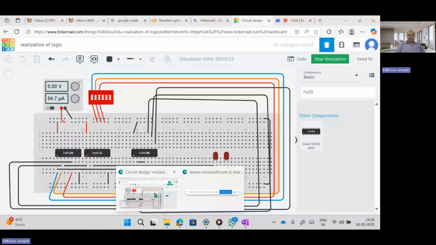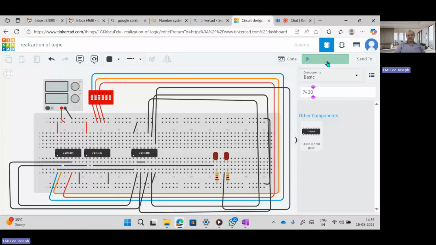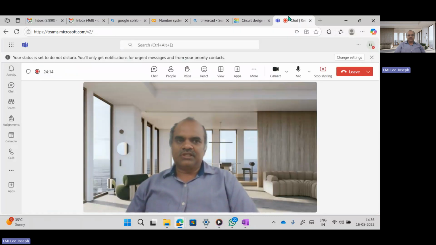So with this, I think this realization is pretty clear to you. I hope you will realize all the circuits in a better manner, understand how each and every circuit is effectively working, and realize your designs in a meaningful manner.